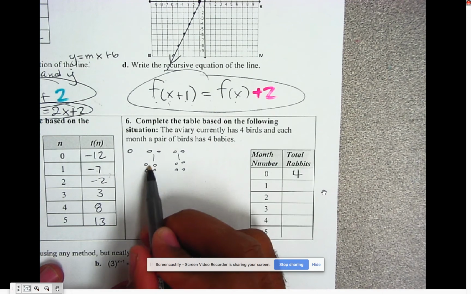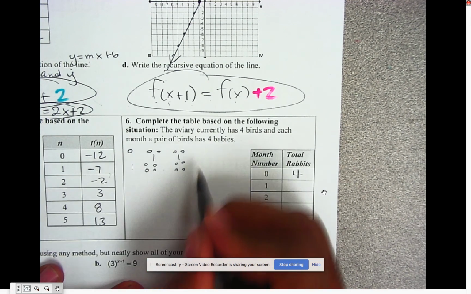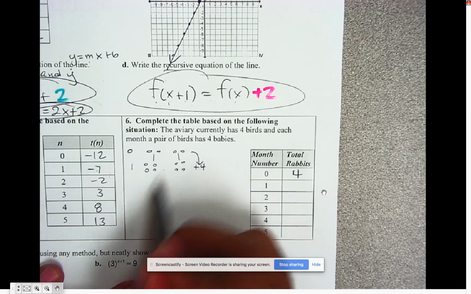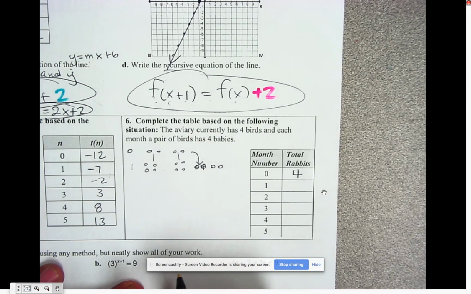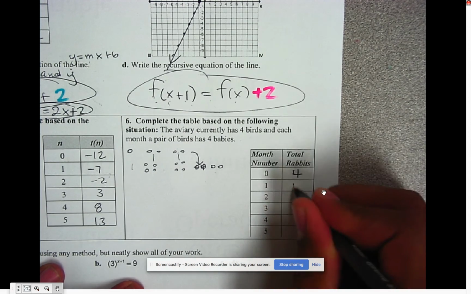Okay, so then they each have 4, so for a total of 8. But I also have to include the parents in that total. So I'm going to write plus 4 because I also have to include those parents. Actually, let's just write the parent. I'm just going to draw the parents like this. Okay, so that means a total of 4 plus 4 is 8, plus another 4, 12.